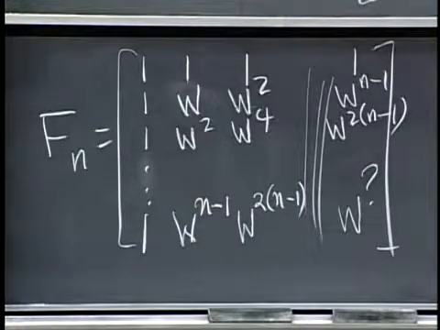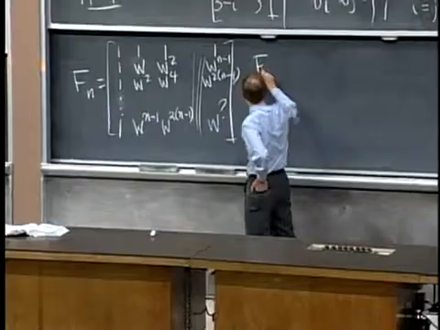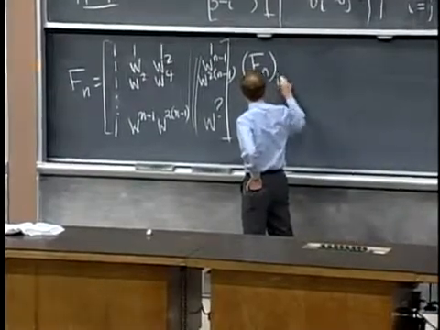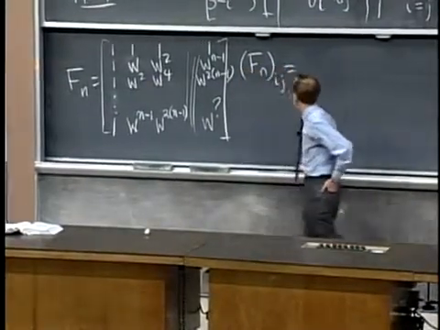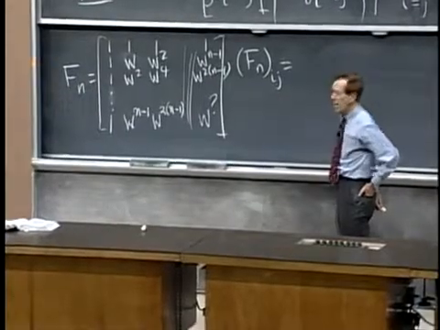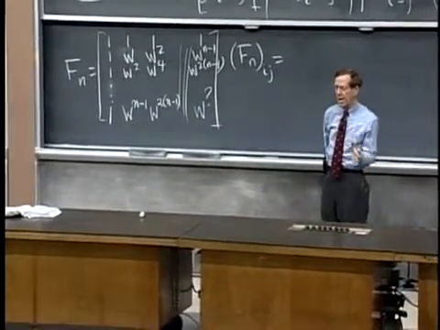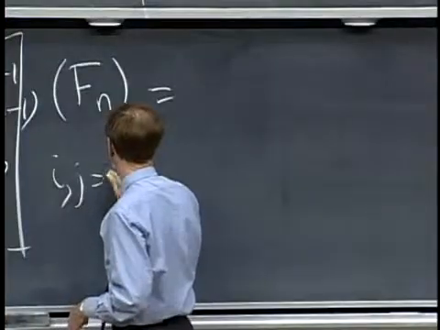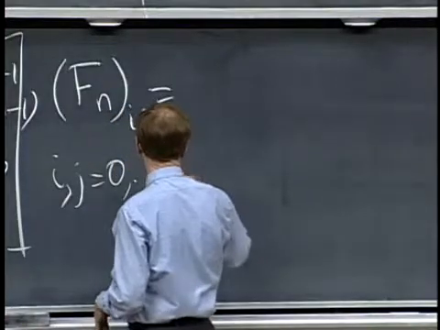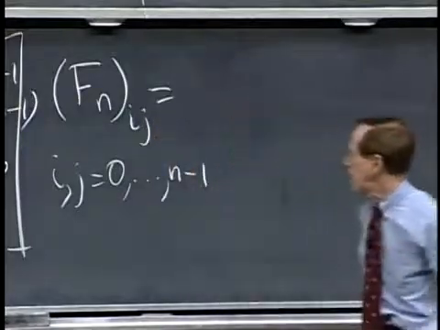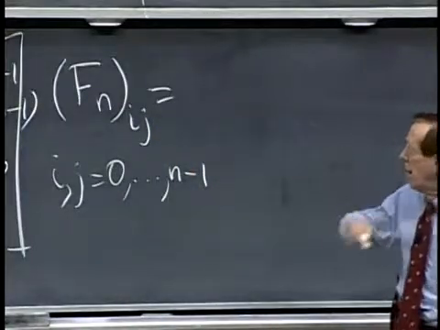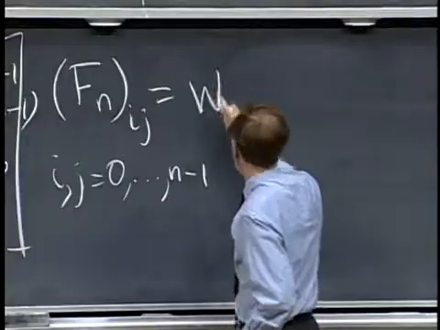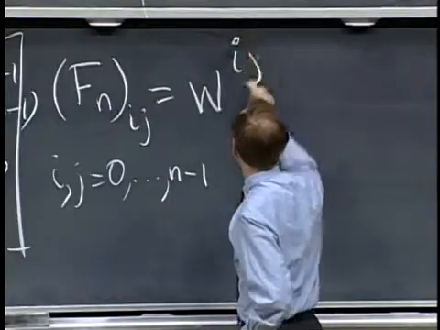I guess we could actually figure out what that something is. What are the entries of this matrix? The ij entry of this matrix. Are you going to allow me to let i go from 0 to n minus 1? So i and j go from 0 to n minus 1. So the 0,0 entry is a 1. It's just this same w to the power i times j.